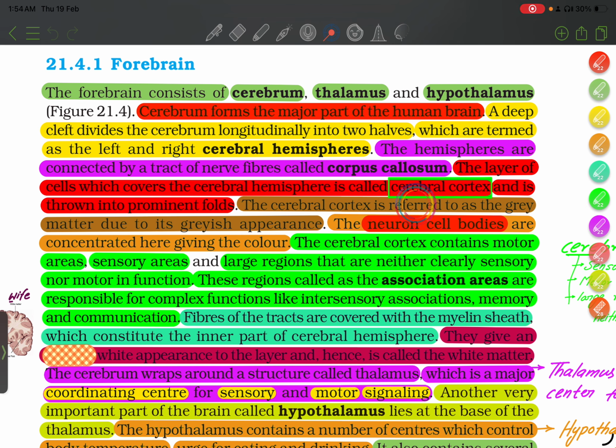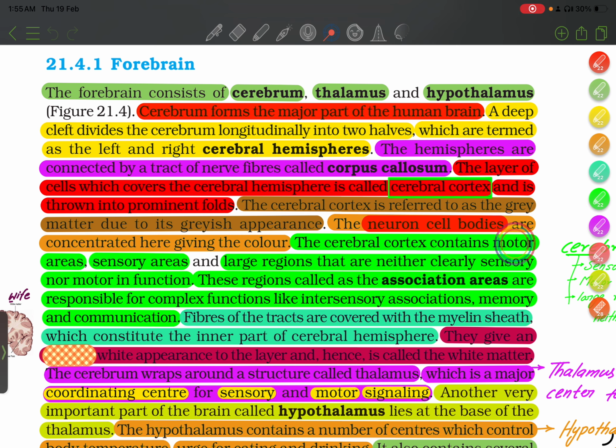The cerebral cortex is referred to as gray matter due to its grayish appearance. The neuron cell bodies are concentrated here, giving the color. The cerebral cortex contains motor areas, sensory areas, and large regions that are neither clearly sensory nor motor in function. These regions are called association areas and are responsible for complex functions like intersensory association, memory, and communication.